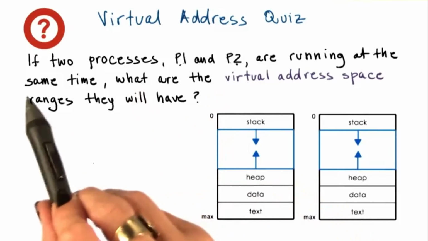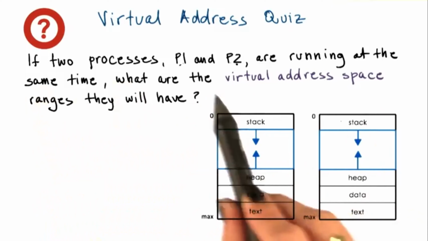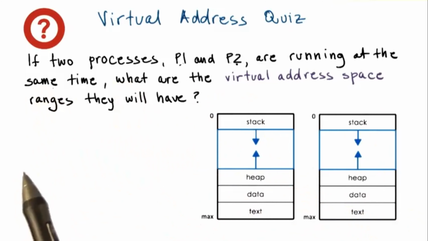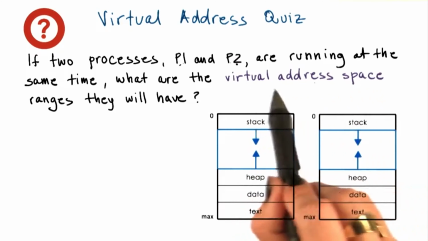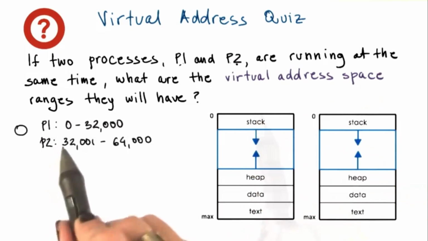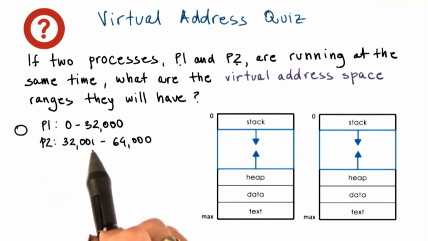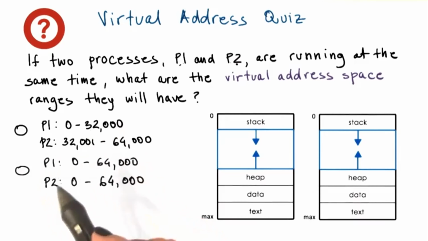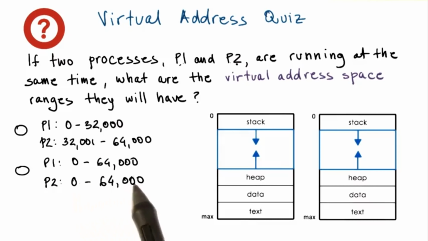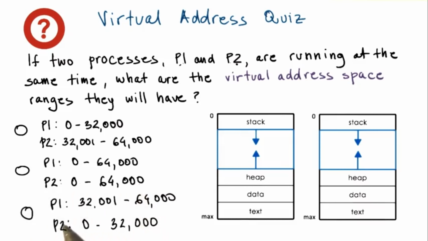To review this, let's take a quiz. If two processes, P1 and P2, are running at the same time, what are the ranges of their virtual address space that they will have? The first choice is P1 has address ranges from 0 to 32,000 and P2 from 32,001 until 64,000. The second choice is that both P1 and P2 have address ranges from 0 to 64,000. And the last choice, P1 has an address space range from 32,001 to 64,000, and P2 has address ranges from 0 to 32,000. So the reverse of the first one. So go ahead and mark all of the ones that you think are correct answers.